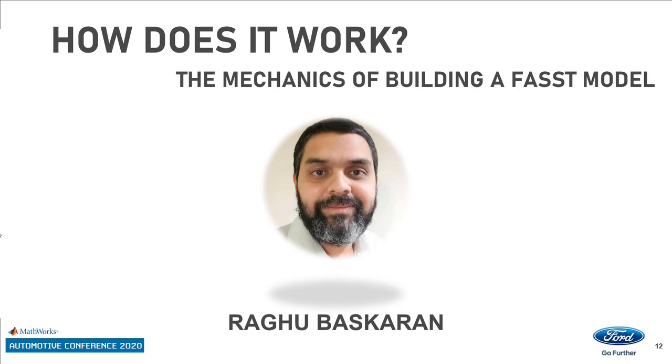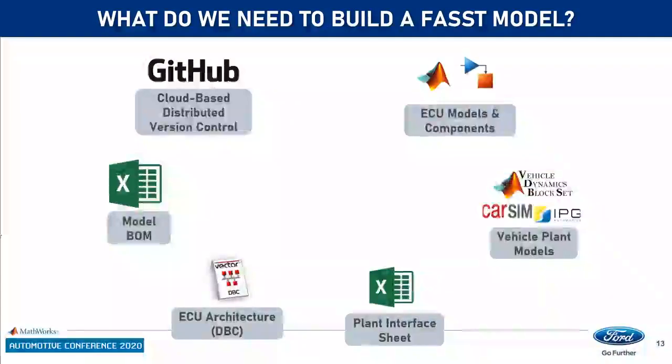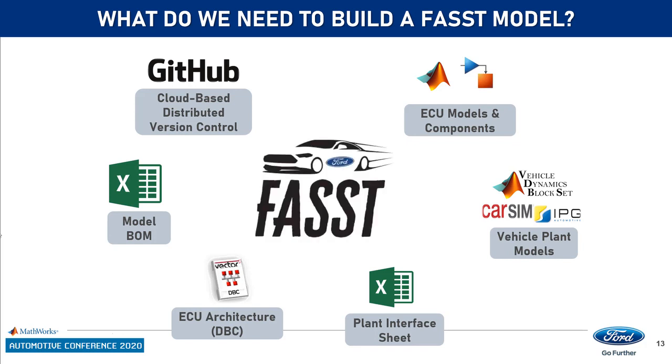Thanks, Robert. Hello, everyone. My name is Raghu Bhaskaran. Let's take a look at the FAST ecosystem and the mechanics of building a FAST model. What do we need to build a FAST model? MATLAB Simulink is the main application in the FAST ecosystem. All tools, models, and resources are version controlled in Git and shared through GitHub. An Excel-based model BOM is all you need to define the content of a FAST model.